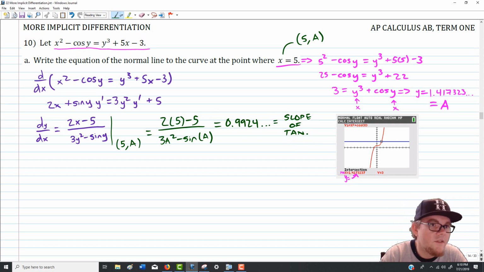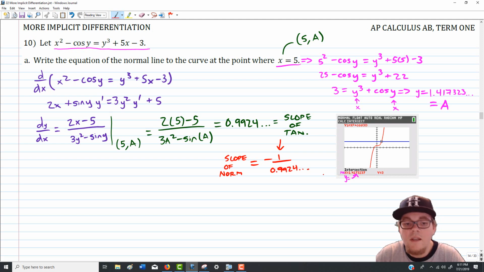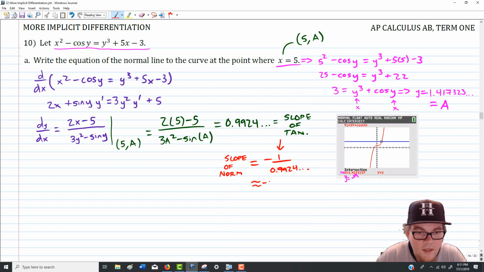So remember, if that is the slope of the tangent line, you have to ask yourself, how do you find the slope of the normal line? Well, the normal line is perpendicular to the tangent line, which means that their slopes have to be negative reciprocals. So our slope of the normal line is going to be -1 over 0.9924, etc. And once again, taking advantage of my calculator's ability, I'm just going to do -1 divided by that previous number. And it gives me -1.0076, which is approximately -1.008. And with that slope calculated, we have enough to finish out our problem.